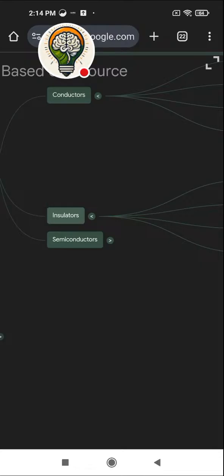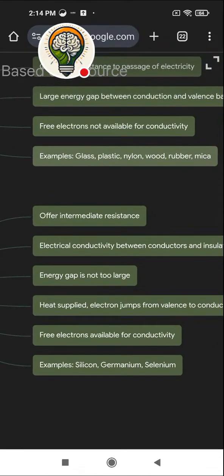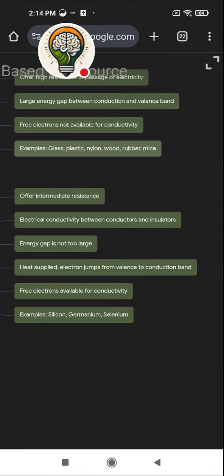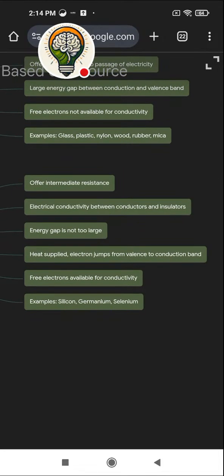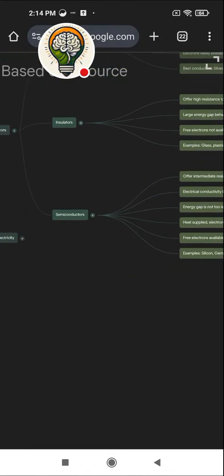Then the semiconductor offers intermediate resistance, with electrical conductivity between conductor and insulator. The energy gap is not too large, and when heat is supplied, electrons jump from valence to conduction band, and free electrons are available for conductivity. Silicon, germanium and selenium are examples.